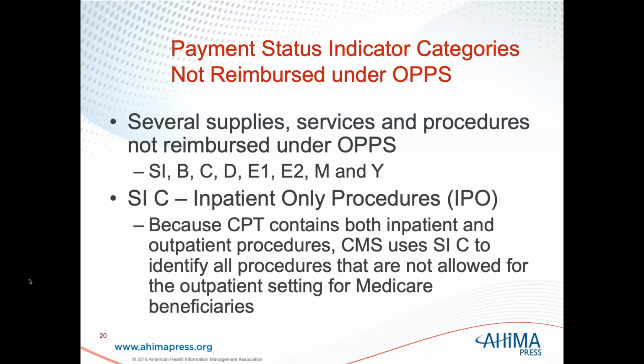Several supplies, services, and procedures are not reimbursed under OPPS, and these are SIs B, C, D, E1, E2, M, and Y. This is on page 163 in your book. They're statutorily excluded from the Medicare benefit package, or they're a procedure that's not reasonable or necessary, services not appropriate for the outpatient setting, those types of things. That's how they'd end up under there.